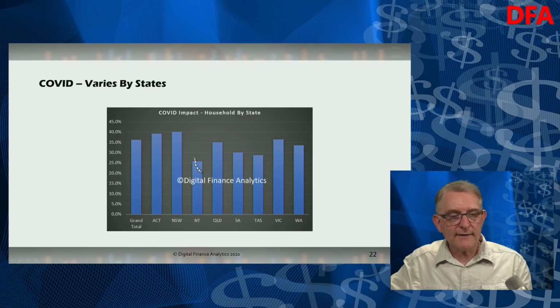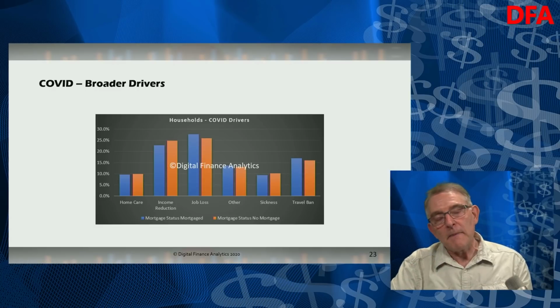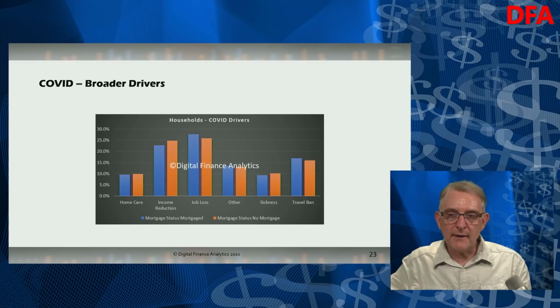By states, it's highest in New South Wales, so 40% of households in New South Wales are impacted financially from COVID. It's slightly lower in Victoria, but it's lowest of all in the Northern Territory. And you can see that the average is 36. So that's the way that works. And just some broader drivers. So we asked about impact of home care, impact of income reduction, job loss. And interestingly, there's more job loss amongst mortgaged households. In other words, if you've got a mortgage, you're 28% likely to be financially impacted because of job loss, and about 23% with regard to income reduction. Those are big numbers. There's slight variations between no mortgage and mortgaged. So unfortunately, if you have a mortgage, you've got a greater chance of being badly impacted by this.